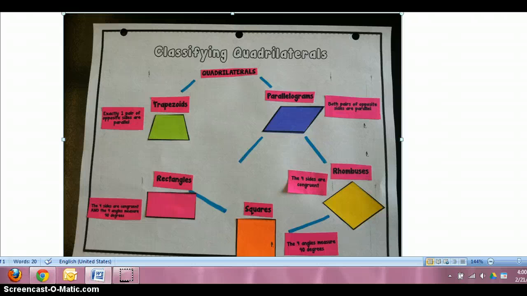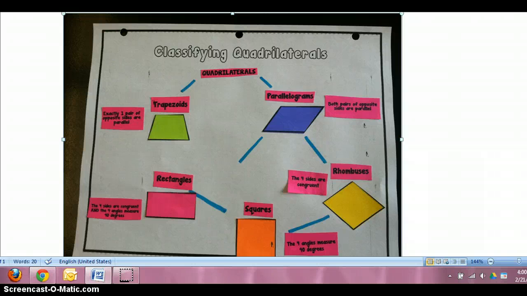Parallelograms are called parallelograms because they have 2 sets of parallel sides, meaning everything's parallel. The top and the bottom are parallel, the left and right are parallel. Parallelograms can then be divided again into 2 different types. We have rectangles, which I've seen for years. It has 2 sets of parallel sides, and all 4 angles are right angles or 90 degrees.